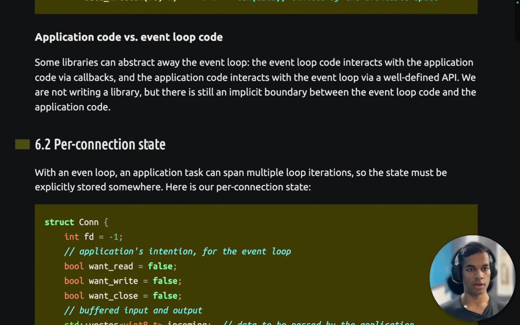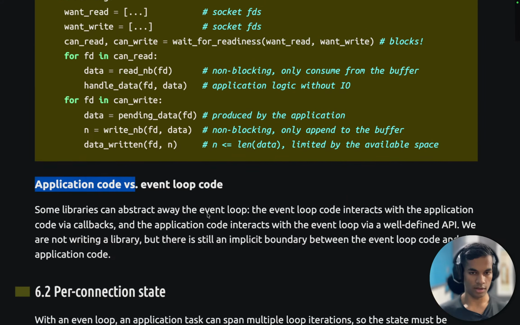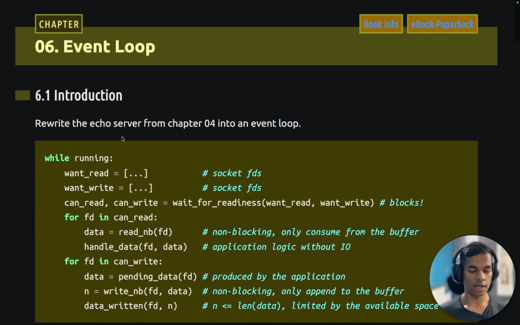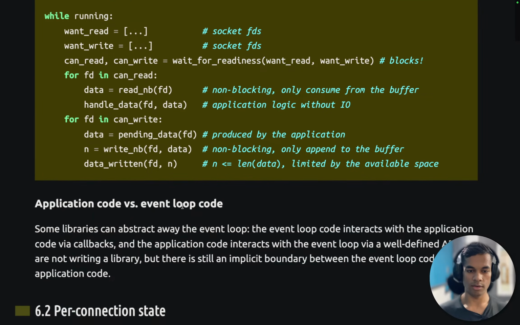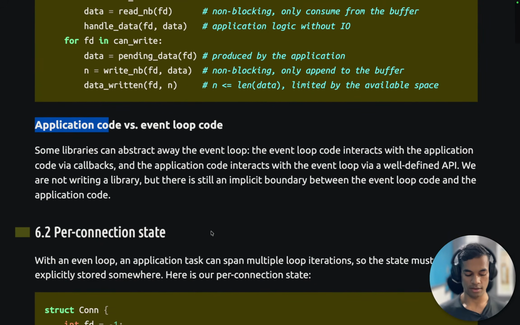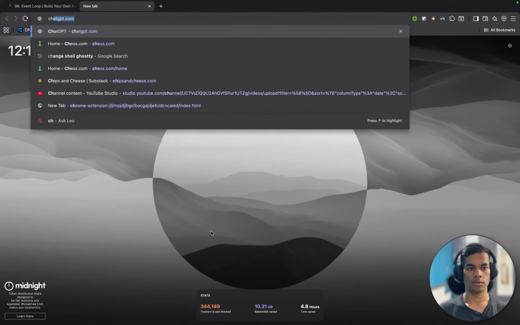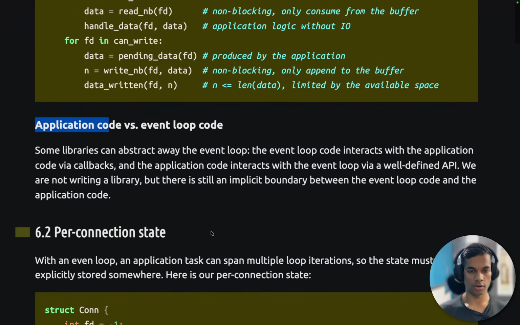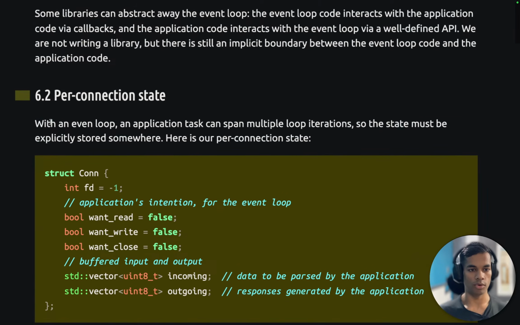Per connection state. Okay, so they mean to say in this thing that event loop code is handled by some other code and our application code is separate. What does that mean? Wait, I guess before going to ChatGPT, we should read some more.